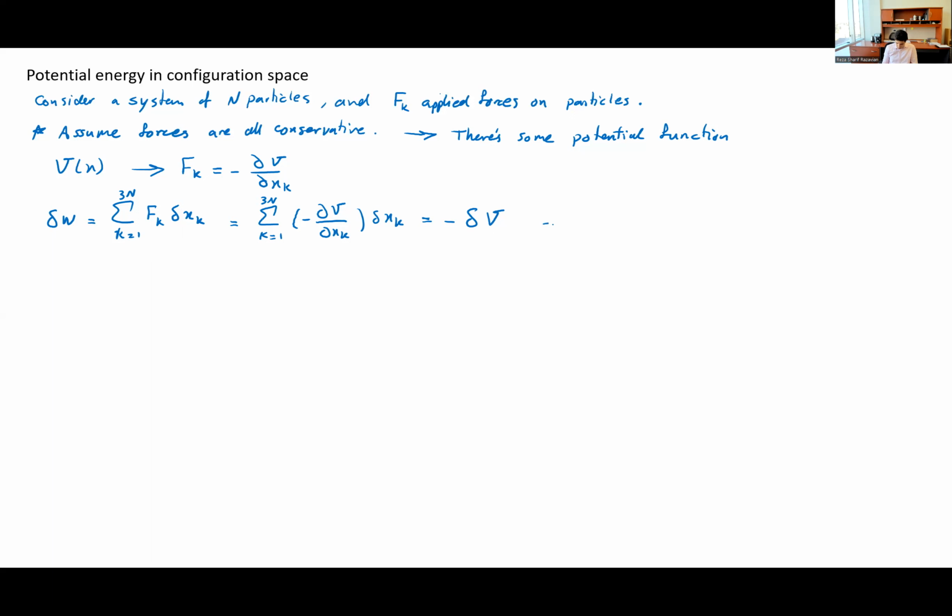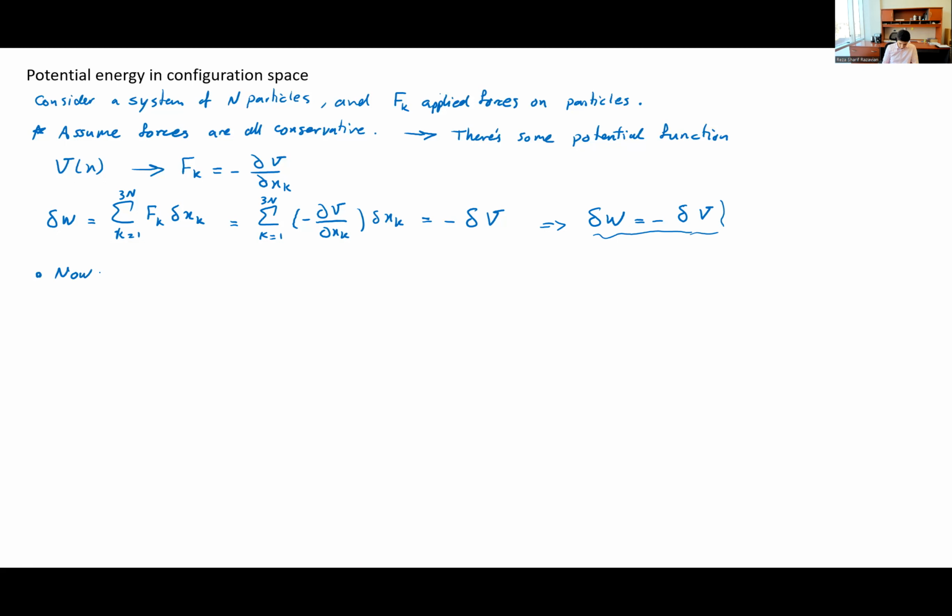So in other words, very simply, virtual work is equal to minus the virtual differential of the potential function. So have that in mind.